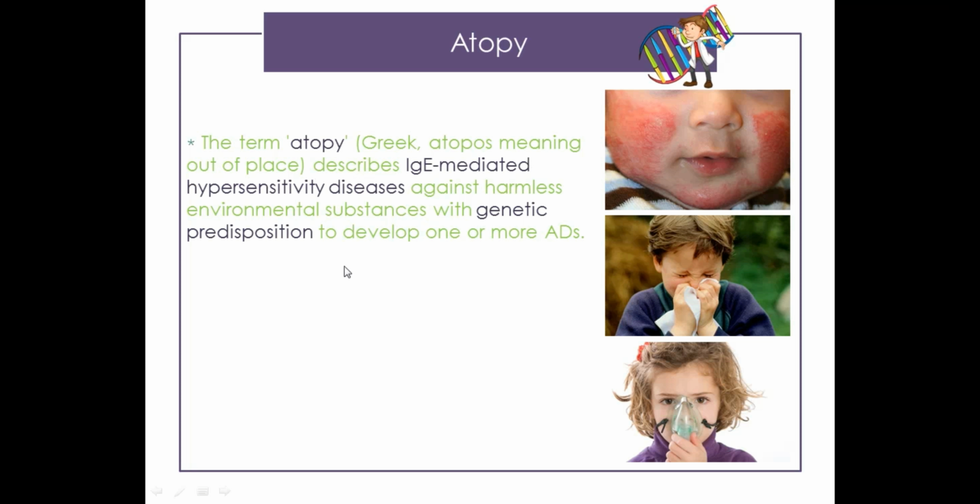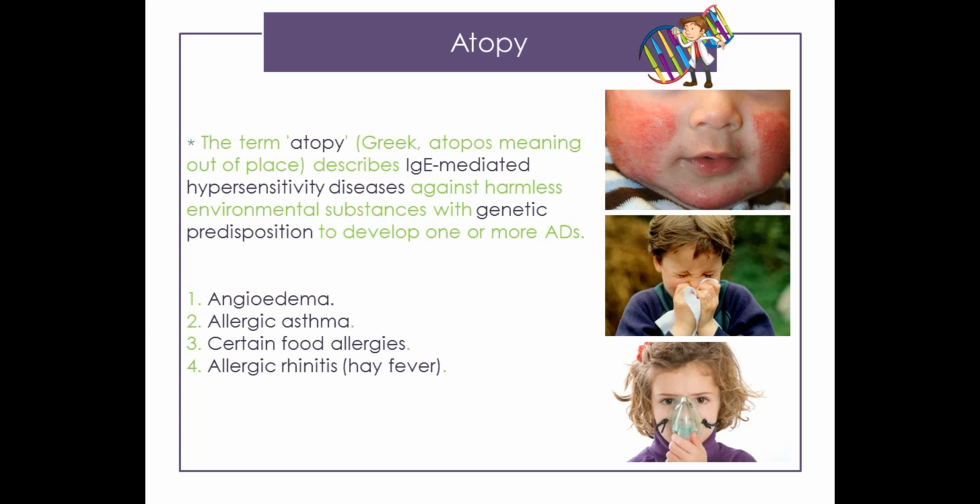So let's say it again. Atopy describes IgE-mediated hypersensitivity diseases against harmless environmental substances, with a genetic predisposition to develop one or more atopic diseases. So we said one or more atopic diseases. We have many diseases that are included in atopy, right? We have angioedema, allergic asthma, certain food allergies, allergic rhinitis or hay fever, and also atopic dermatitis or eczema. So the patient may have angioedema with eczema, or asthma with allergies to certain food, and so on. Many of them can happen, or just one of them.